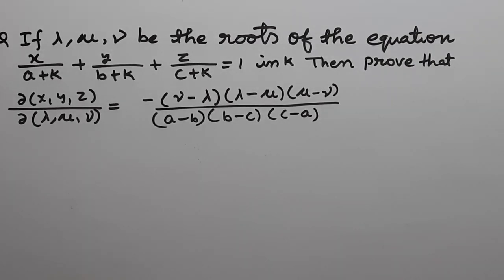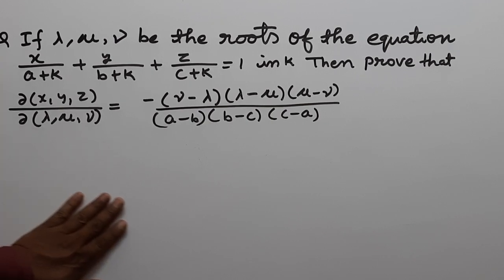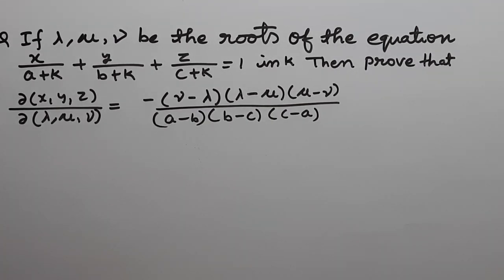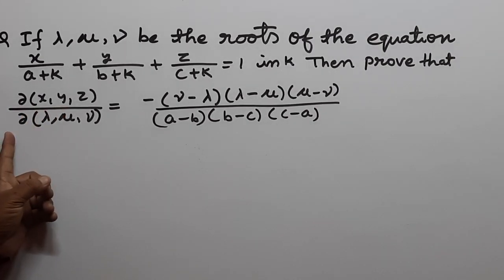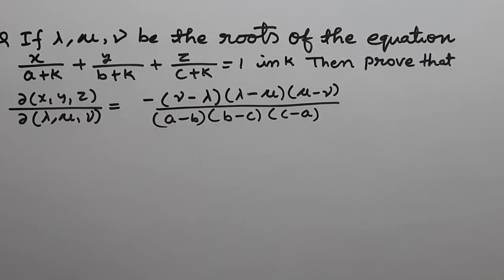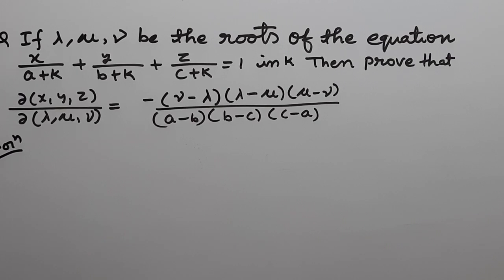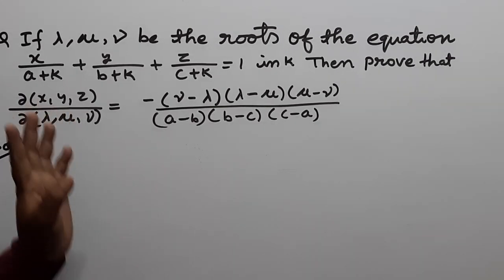Here it is given that lambda, mu, nu are the roots of the equation x upon a plus k, plus y upon b plus k, plus z upon c plus k is equal to 1, in k. Then prove that del(x, y, z) upon del(lambda, mu, nu) is equal to minus (nu minus lambda)(lambda minus mu)(mu minus nu) divided by (a minus b)(b minus c)(c minus a). Here we have to find the Jacobian of x, y, z with respect to lambda, mu, nu.